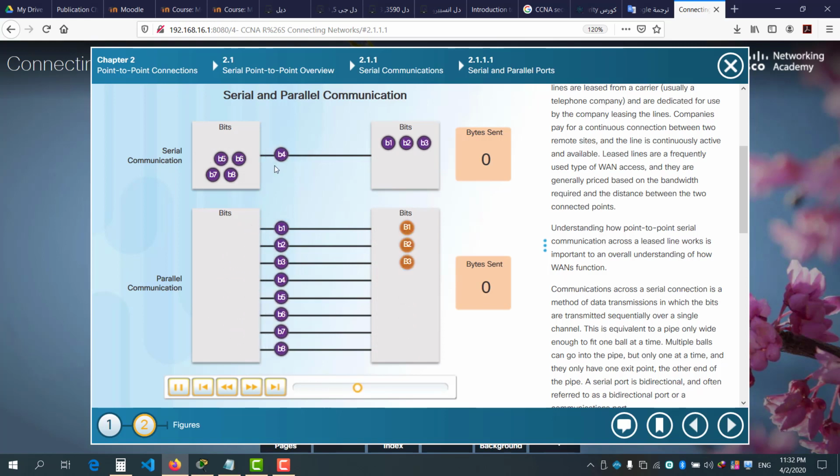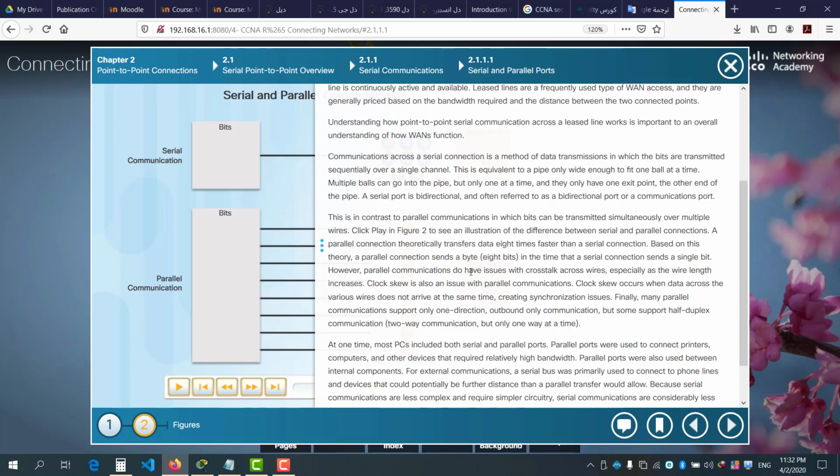This pipe or this tube can allow only one ball at a time. Okay, the ball here means 1 bit, but here I have 8 lines or 8 channels. They can transfer 8 bits at a time. So at a time I can receive in the destination 1 byte. Okay, let's continue.